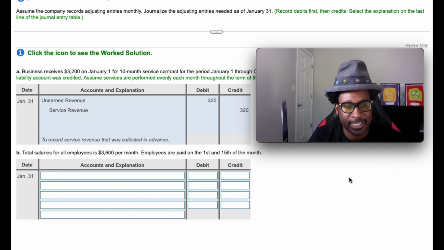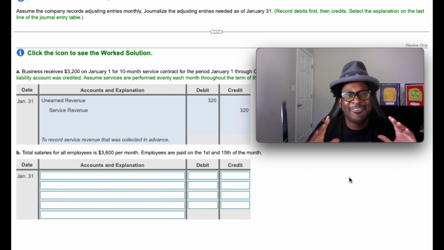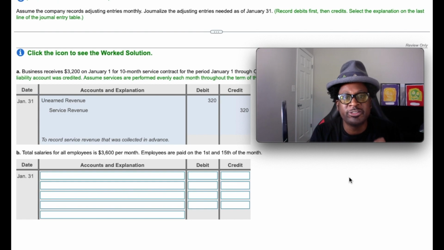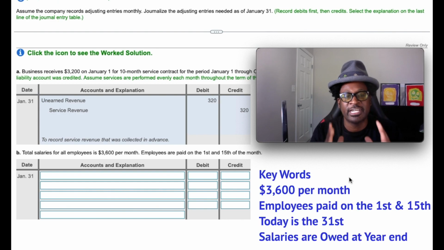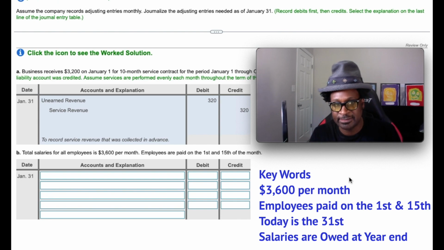Next, it tells us that total salaries for all employees was $3,600 for the month. Employees are paid on the 1st and 15th of the month. Okay, so what's going on? Every month, the employers are going to pay the employees $3,600 per month. But the payments will occur on the 1st and the 15th.